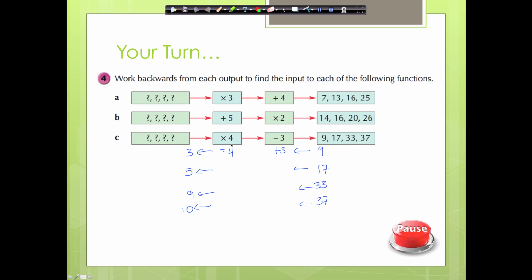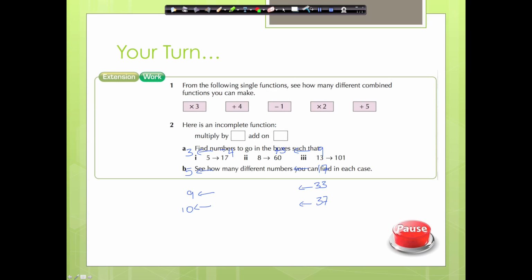So 3 times 4 gives me 12. 12 minus 3 gives me the 9. Okay, so you can always check your answers going forwards as well. Okay, there's a bit of an extension question here. If you understand what we've done, then you can try this one. So from the following single functions, see how many different combined functions you can make. Okay, so how many combined functions can you make?